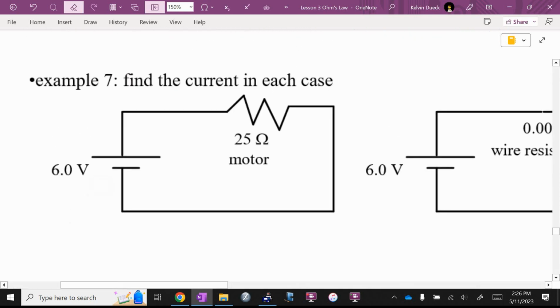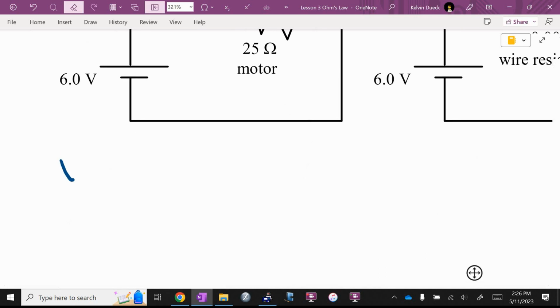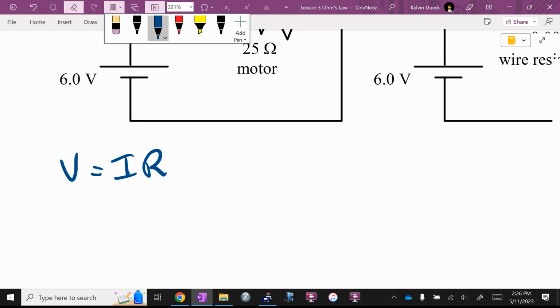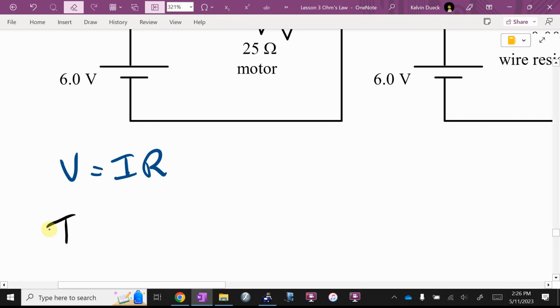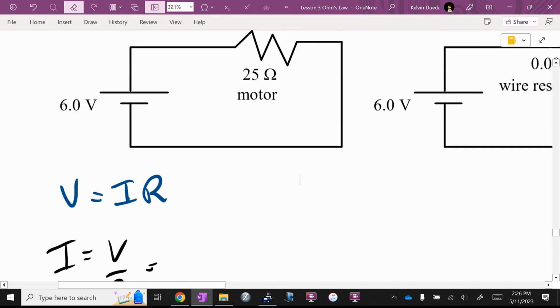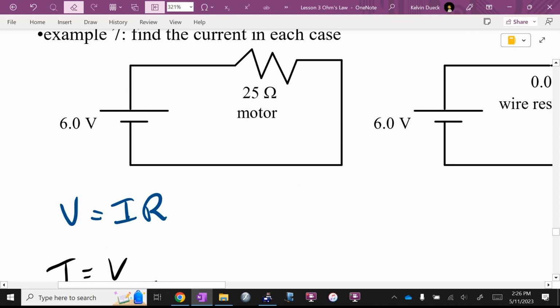Example 7. Arian, what does example 7 want me to find? Current. Okay. Well, we have Ohm's law, V equals I times R. Arian, get the I by itself. How do I move the R over? Yep. In this first circuit, now we should point out, here's what's really happening. How big is the battery? How many volts is the battery, Arian?